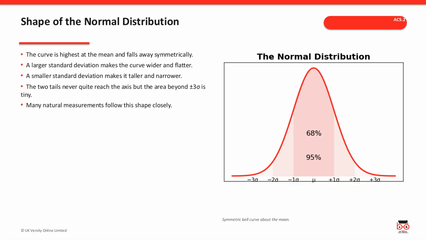Let's think about that shape a bit more. The curve is at its highest right at the mean and falls away symmetrically on either side. A larger standard deviation makes it wider and flatter, spreading the probability out. A smaller one makes it taller and narrower, bunching it up. The two tails get ever closer to the axis, but never quite touch it, though the area beyond 3 standard deviations either side is tiny. A great many natural measurements follow this bell shape remarkably closely.